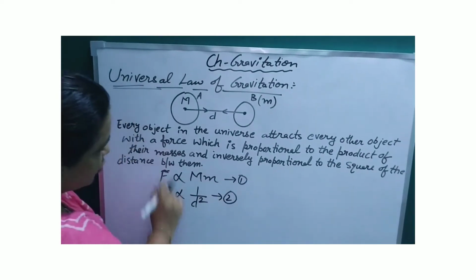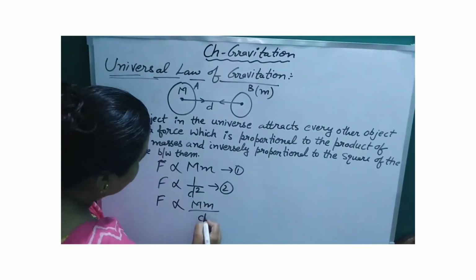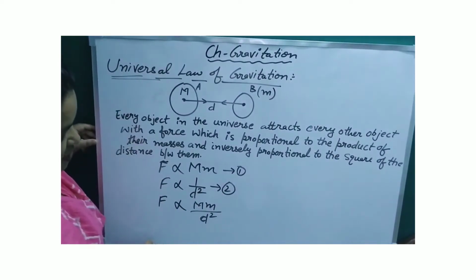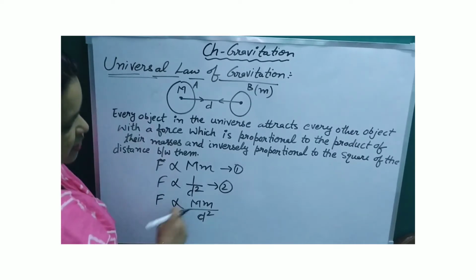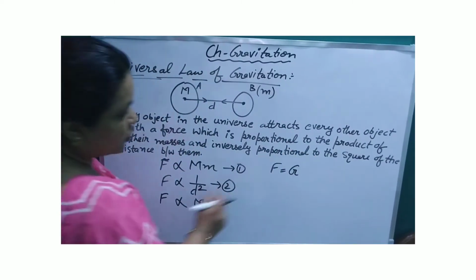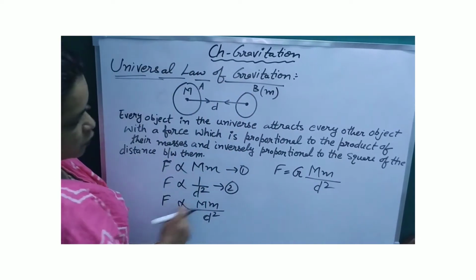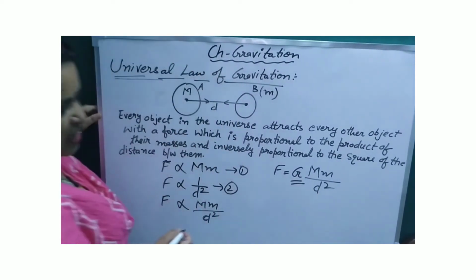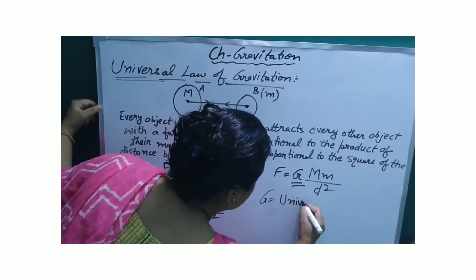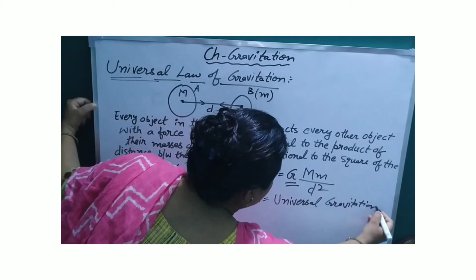Now let us combine these two relations. When you combine them, F is directly proportional to the product of masses and inversely proportional to the square of the distance between them. Now we have to remove this proportionality, so he applied a constant, capital G. So F is G times M into m upon d square. To remove the proportionality he gave a constant G, and the name given to this constant is the universal gravitation constant.